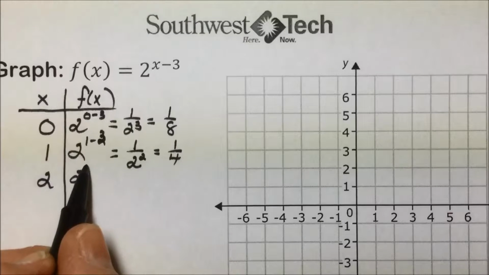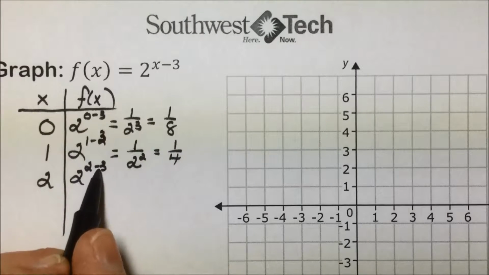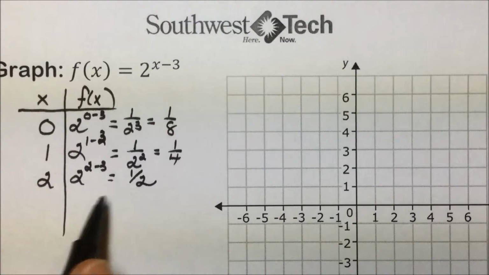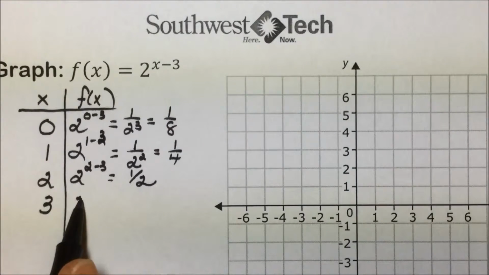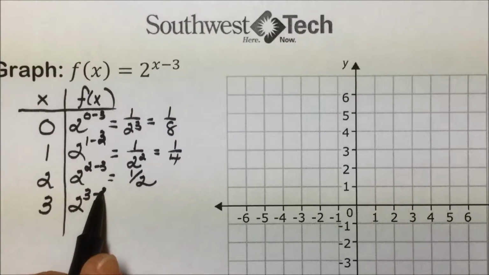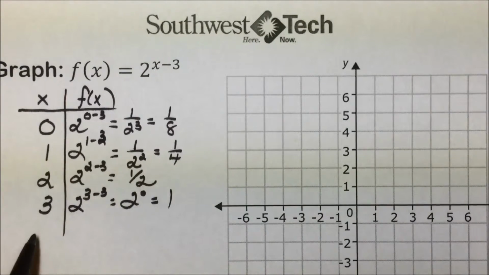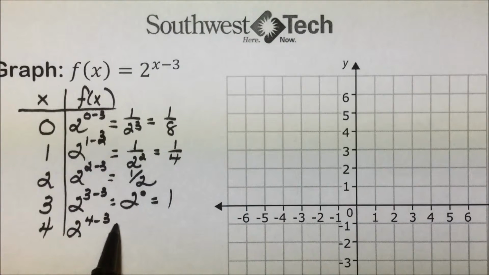2 to the x, which is a 2 this time, minus 3 leaves 2 to the negative 1, which is 1/2. We'll do a 3: 2 to the 3 minus 3 would be 2 to the 0, which is equal to 1. 4, we can see that we've now tipped the scale. We're going to have ever increasing powers on our variable.